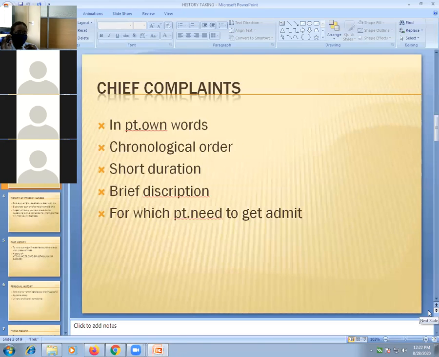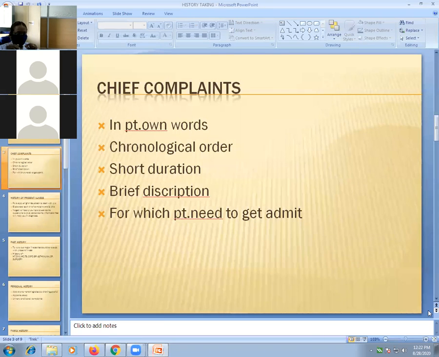It should be in chronological order. It means the complaint of longer duration comes first, then the next, and then the next. So according to duration, the complaints should be in chronological order. Suppose there are 3 to 4 complaints of varying duration. The first complaint of longer duration comes first, then second, then third, and then fourth. Like that, according to duration, the chief complaint should be in chronological order in the patient's own words.